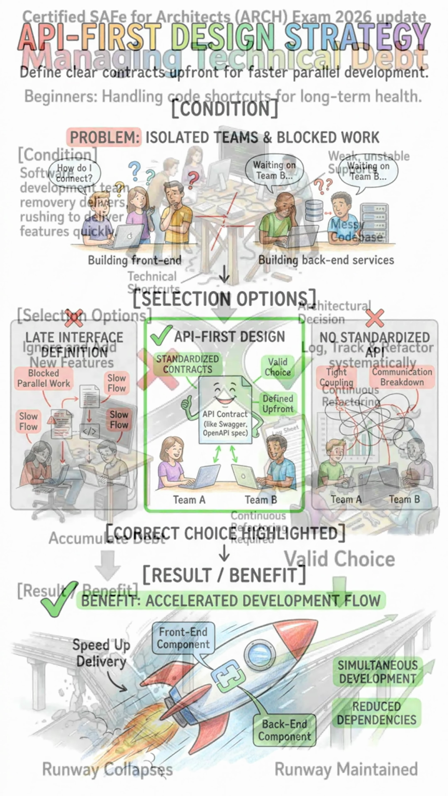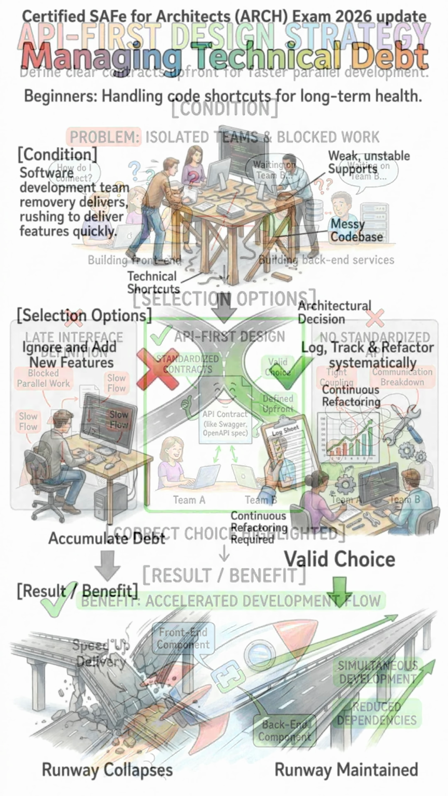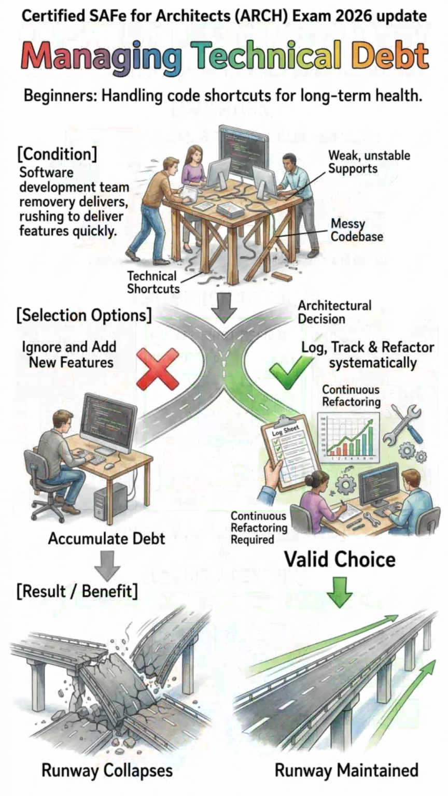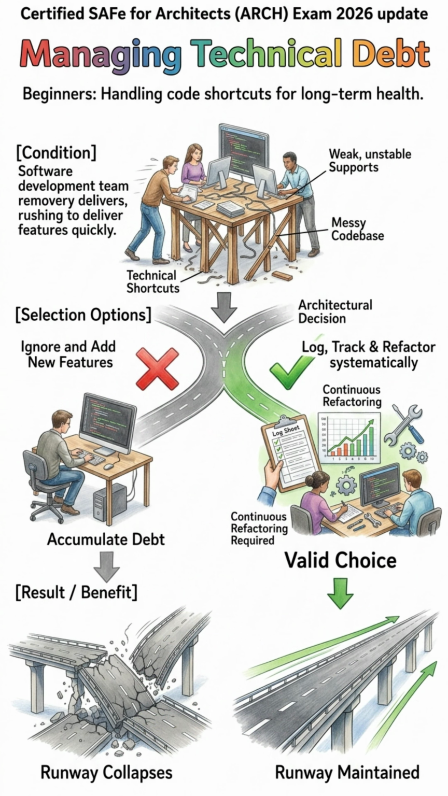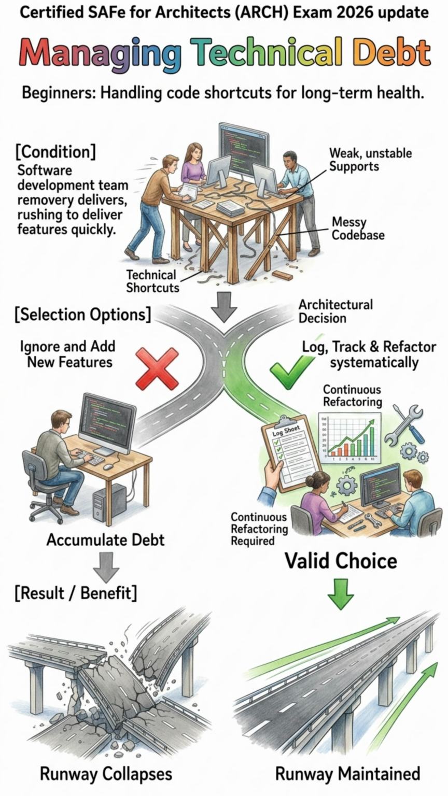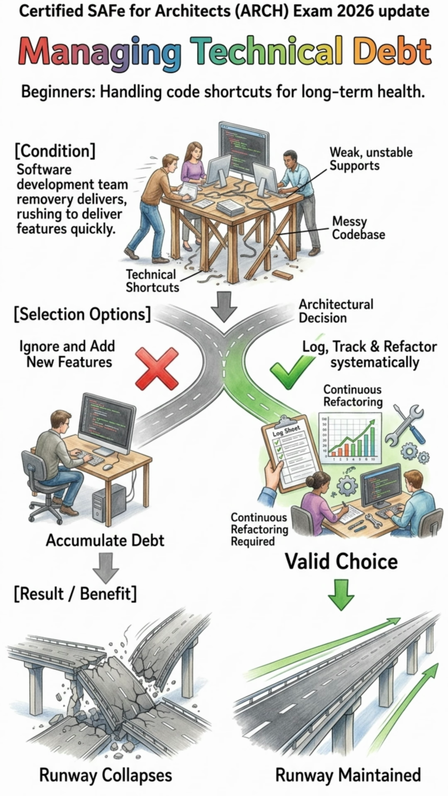Throughout all of this, you must keep a sharp eye on technical debt. In the rush to deliver features quickly, teams sometimes take technical shortcuts that make the codebase messy and hard to maintain. While some technical debt is acceptable in the short term, you must ensure it is logged, tracked, and systematically paid down through continuous refactoring, otherwise the architectural runway will eventually collapse.